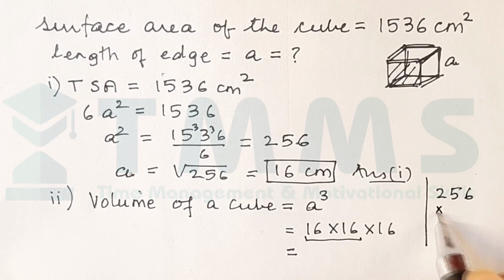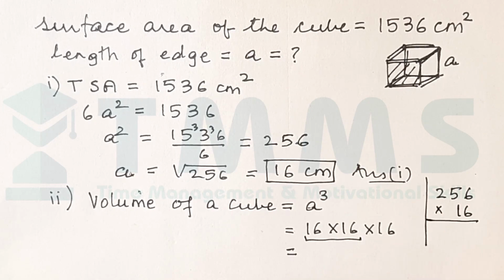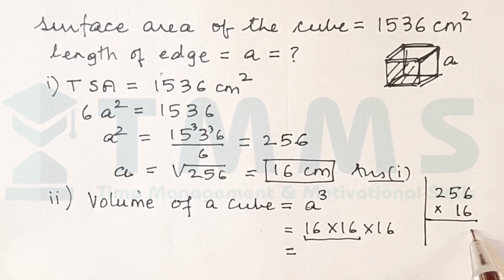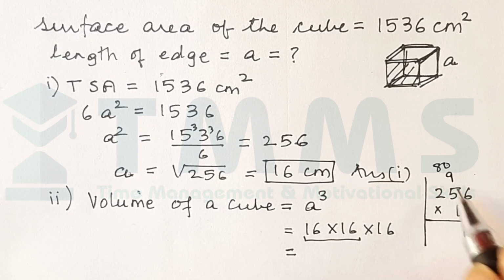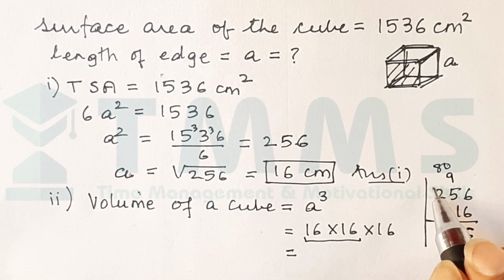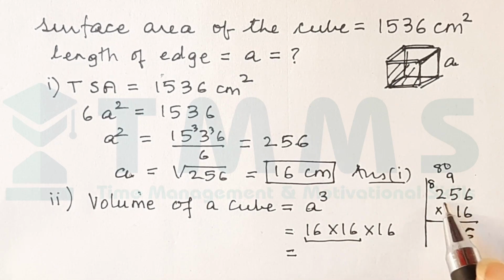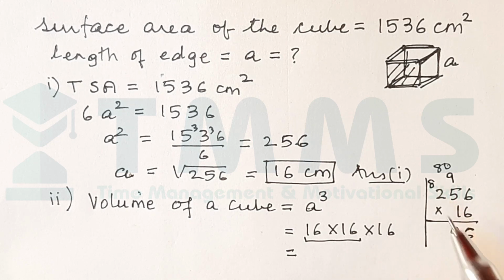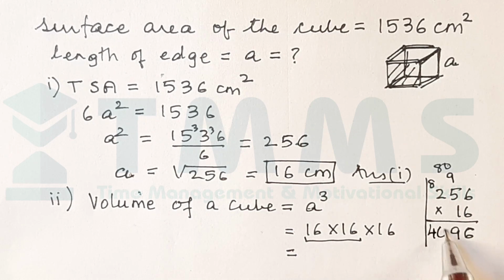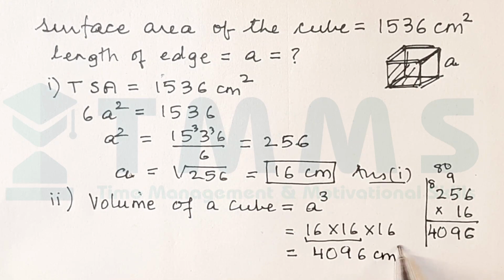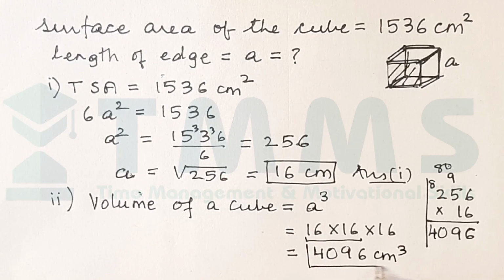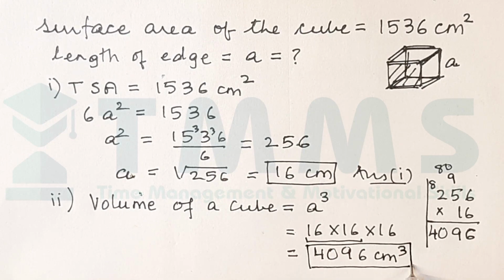256 multiplied by 16. It's better to know your 16 times table. 16 6 is 96. So carry 9. 16 5 is 80. So 80 and 9, 89. Carry 8. 16 2s, 32. 32 and 8 is 40. So we have 4096 centimeter cube, and that is our answer 2.